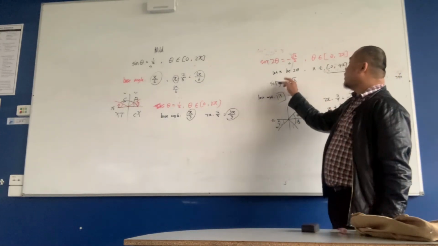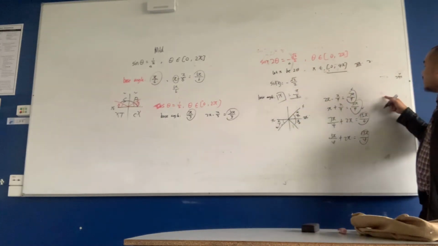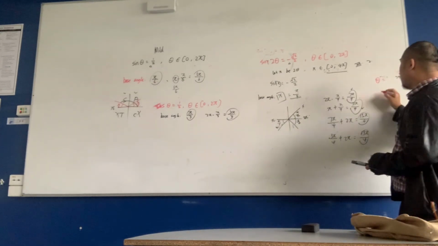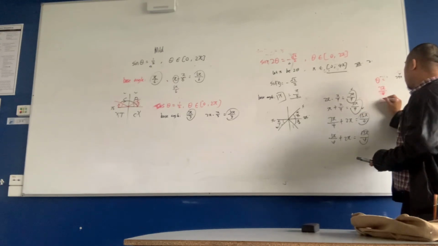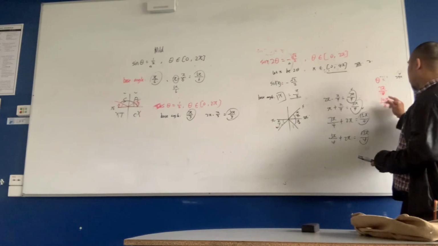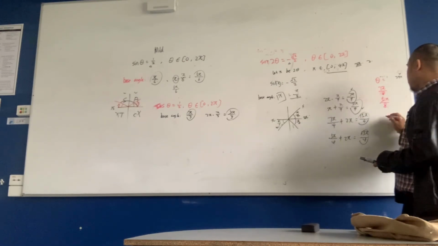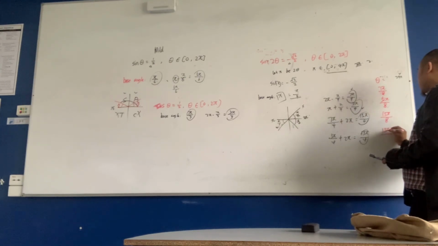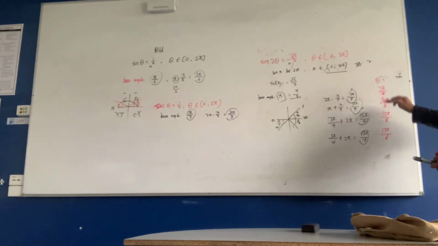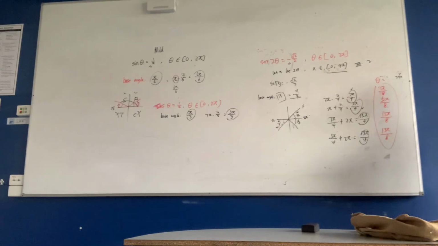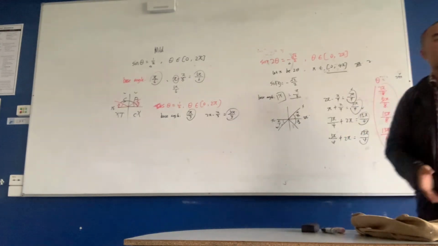Then we're going to find theta, so we divide all of them by 2. Therefore, theta will become 7 pi over 8, 5 pi over 8, 15 pi over 8, and then 13 pi over 8. Let's see whether these 4 solutions are in this domain. Yes, they are. So these are all 4 solutions. Does it make sense?